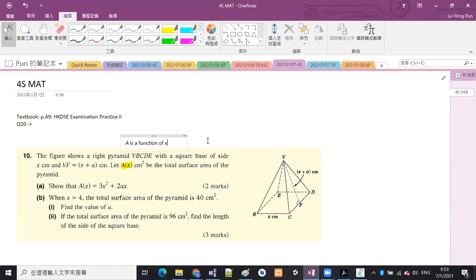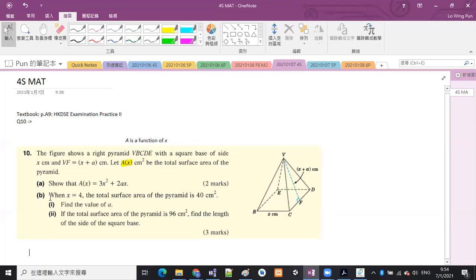Input a number into x, and then you can calculate the value of A. Okay, input x, and you can get the value of A. Part A: show that A(x) is equal to 3x squared plus 2ax.